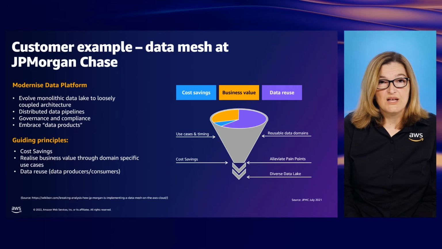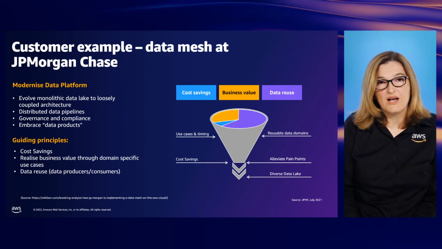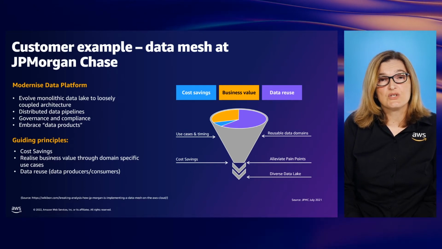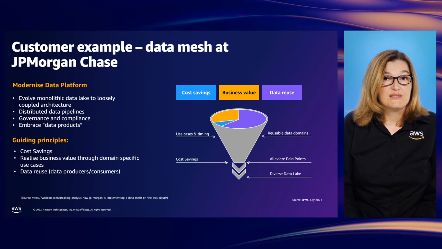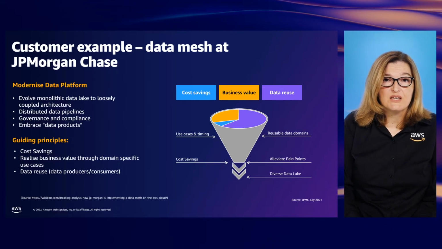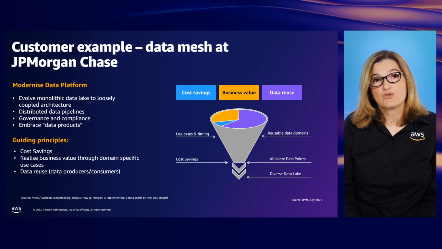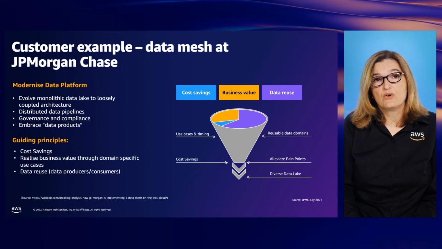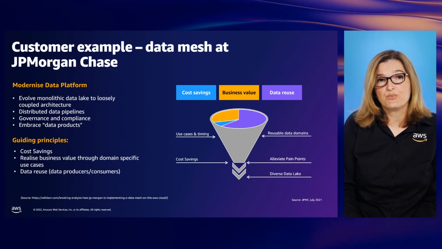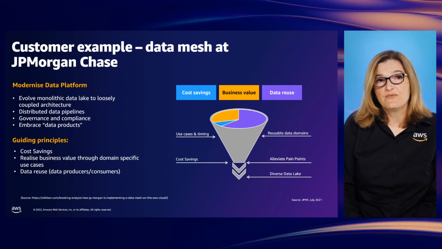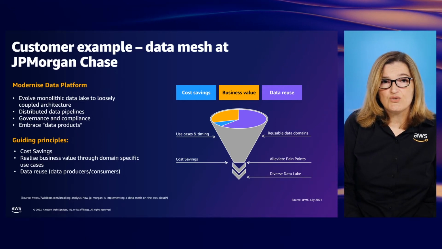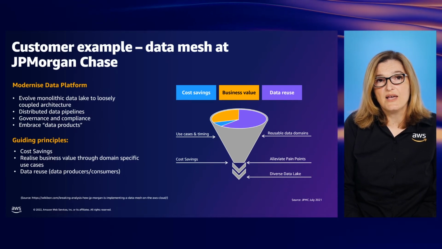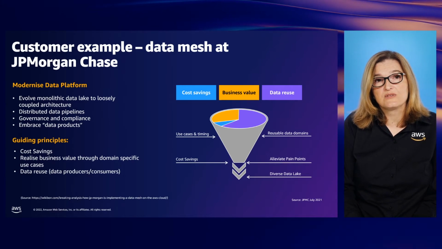As always, we love to support any given pattern or architecture with a specific customer reference, and JP Morgan Chase is just one of many. They modernized their data platform by firstly evolving their monolithic data lake to a loosely coupled data architecture. Secondly, by focusing on data product creation across the enterprise. And lastly, by creating federated governance. This strategy resulted in cost savings and promoted data reuse across the entire enterprise, which are the key goals of data mesh.